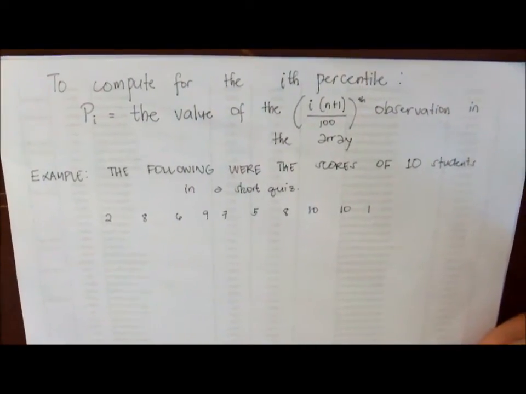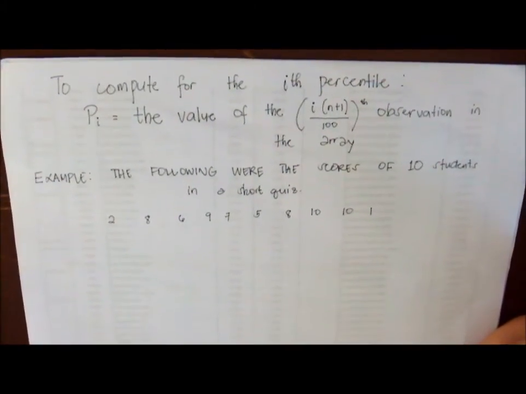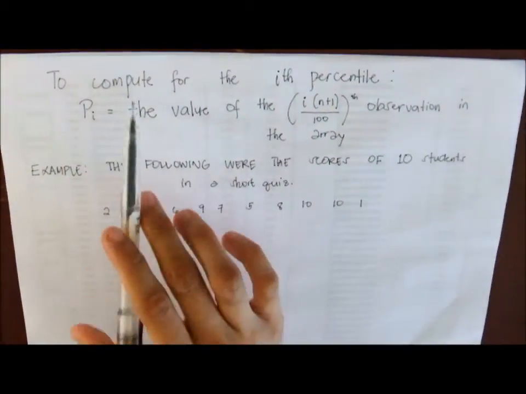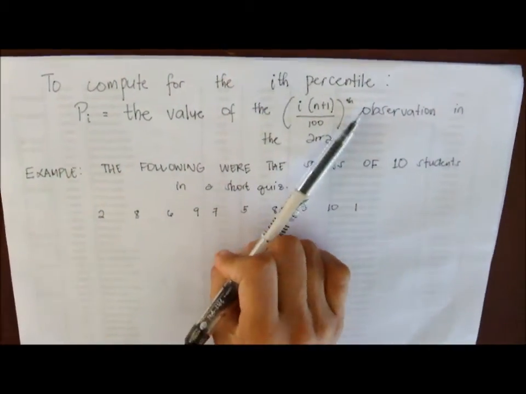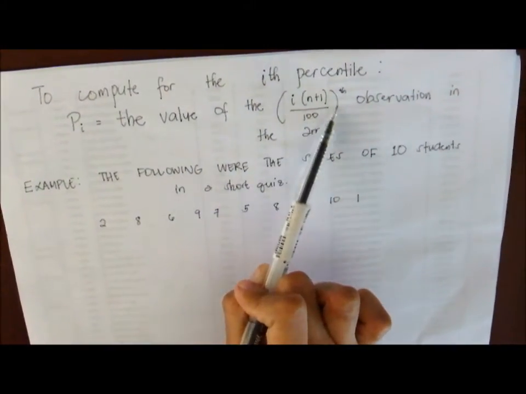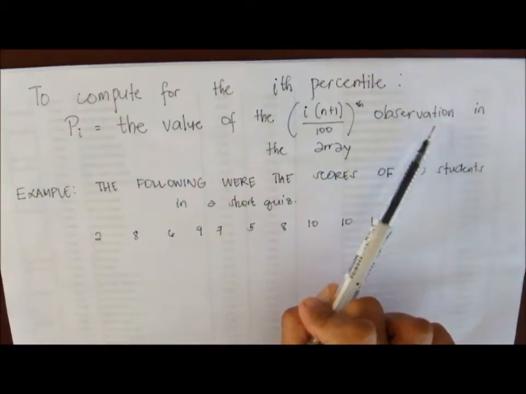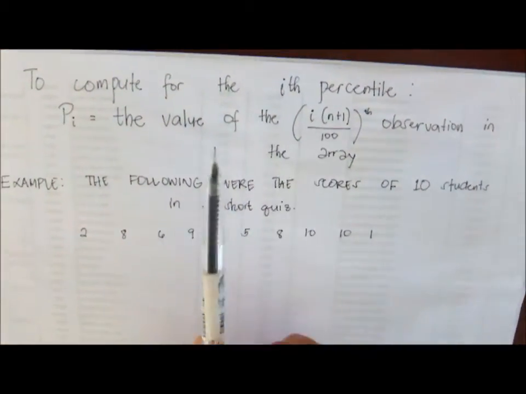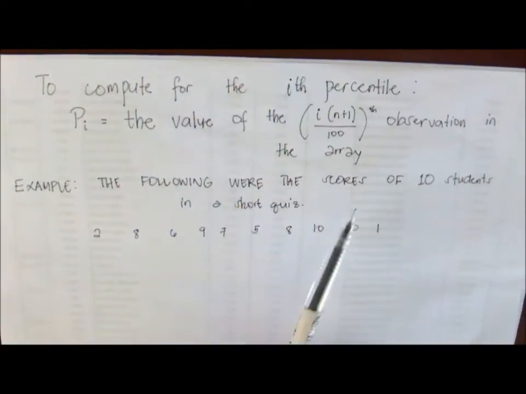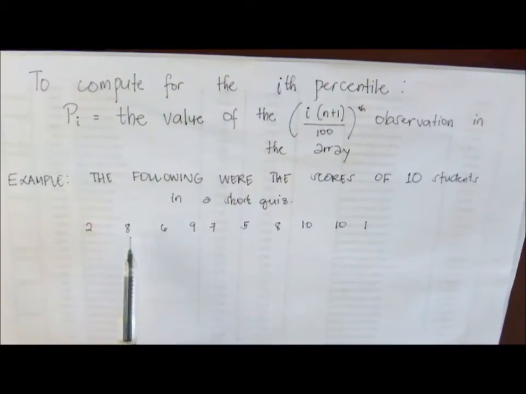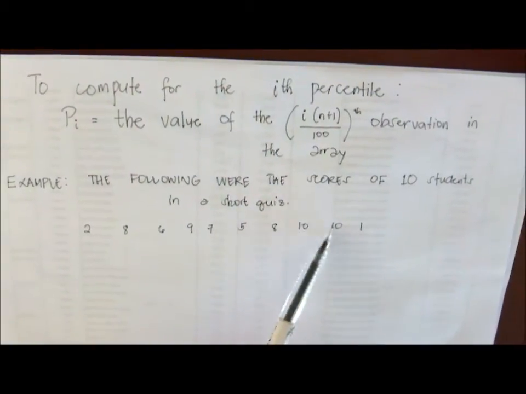So, the percentiles are values that divide a set of observations in an array into 100 equal parts. So now, on how to compute the ith percentile, Pi is equal to the value of the i times n plus 1 over 100 ith observation. So this is the formula in finding the ith percentile. So for example, the following were the scores of 10 students in a short quiz. So these are the examples: 2, 8, 6, 9, 7, 5, 8, 10, 10, 1.